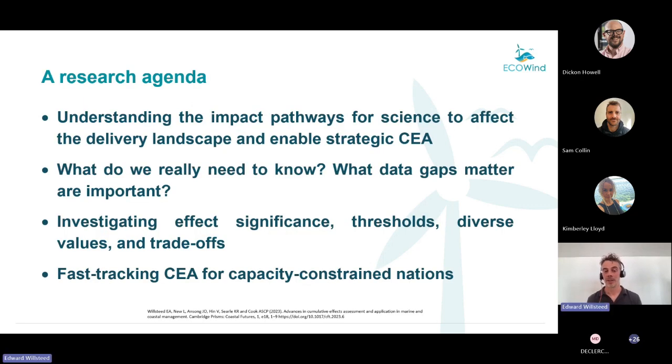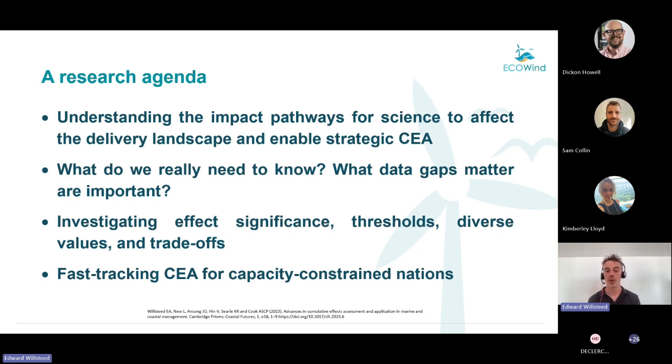So the last slide is just a suggested research agenda and some of the points which have been coming out from our research. And I'll just highlight 4 points here. So one of the key ones, and as Dickon mentioned, a lot of the research we've been looking at is how to bring CEA into decision making. And one of the big disconnects that we can see between many CEAs which are out there is how to bring that into a quality, a robustness, which is of use to decision makers. So we need to understand the impact pathways for science to affect the delivery landscape and to enable that strategic CEA.